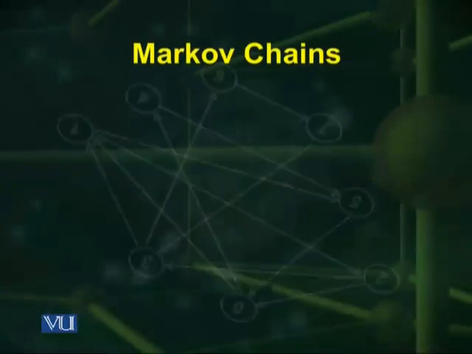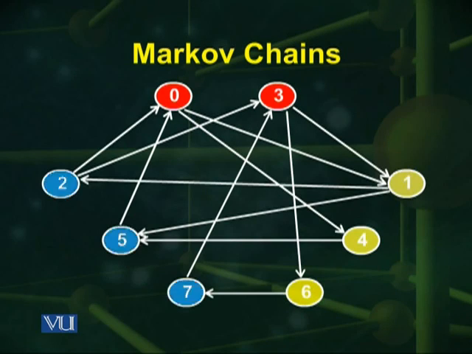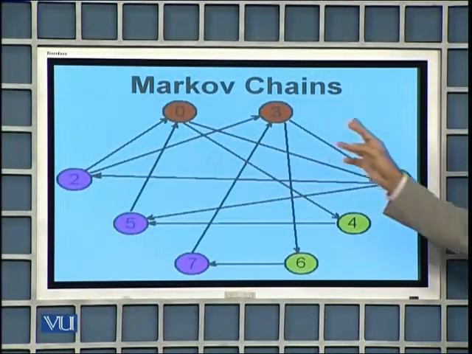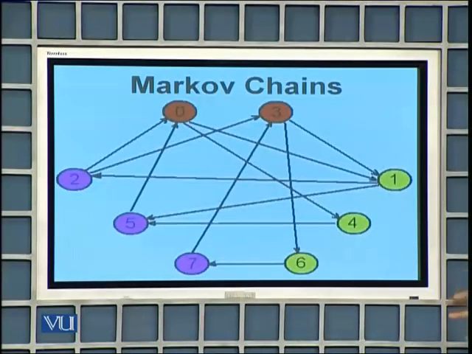The grouping that I have done groups nodes 0 and 3 in one group, which are shown in red. The nodes 1, 4, and 6 form the other group, which are shown in yellow, and nodes 2, 5 and 7 form the third group, which are shown in blue. So the graphical model of this 8-state Markov chain has been rearranged in a graph, and the nodes 0 3, 1 4 6 and 2 5 7 form the three groups or three classes.